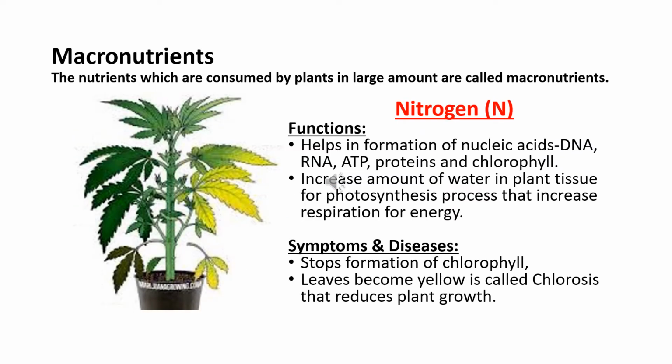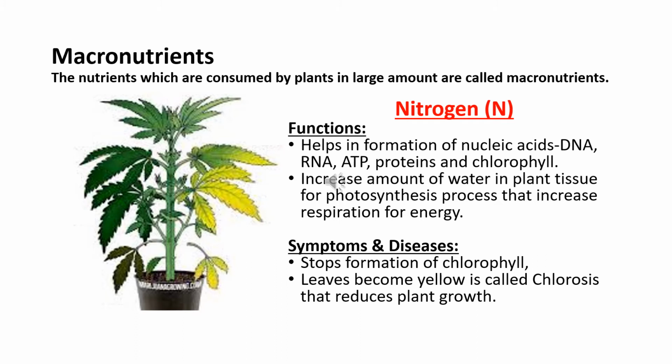Let's discuss the macronutrients, their functions and also their deficiency. What symptoms occur in the plants? Let's start with the macronutrients. As already said, which nutrients are macronutrients? The nutrients which are very essential for the plant but needed in a large amount are called macronutrients. And one of them is nitrogen.